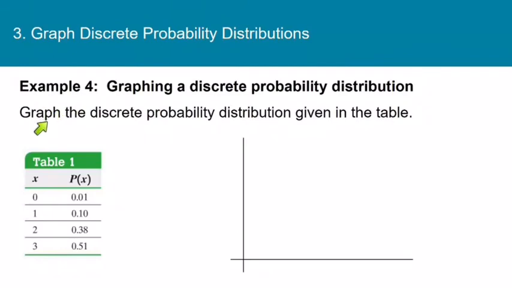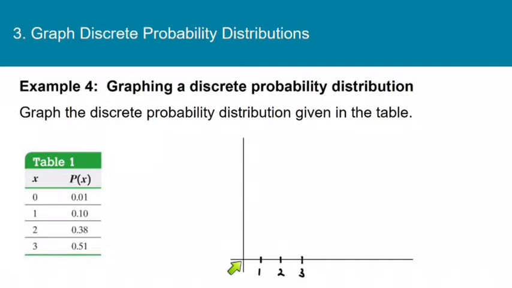So for our next example, we're going to graph the probability distribution that was given to us in the first example. So remember that on the horizontal axis, we label each of the possible values of the random variable. So I'll go ahead and label this 0, 1, 2, 3. And I did not write a 0, but 0 would be where the two axes cross. And then the probabilities seem to go from 0.01 up to 0.51.